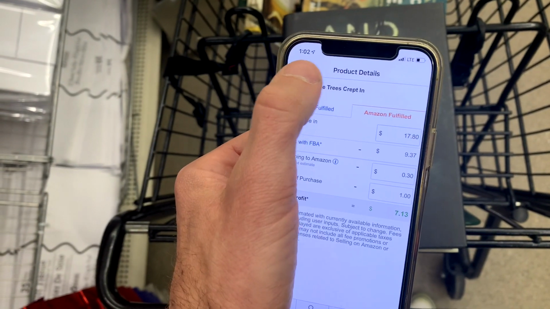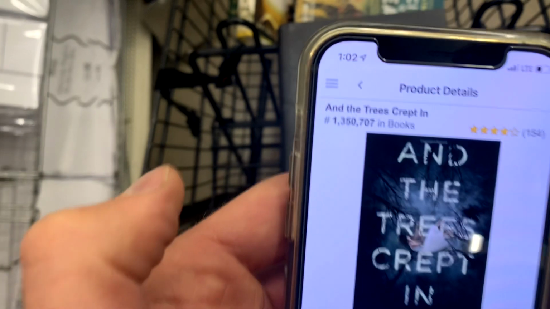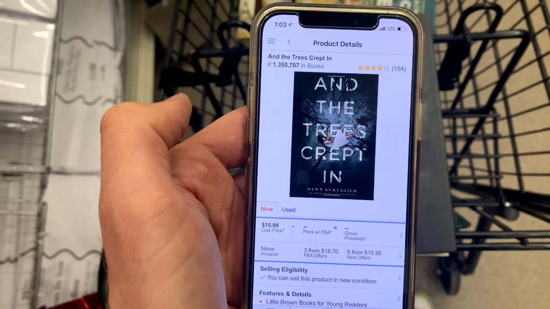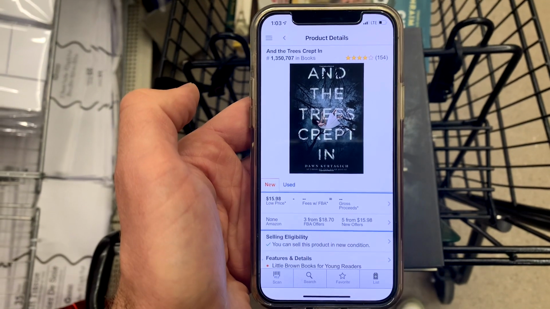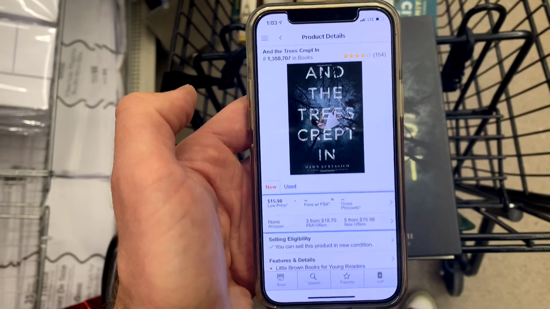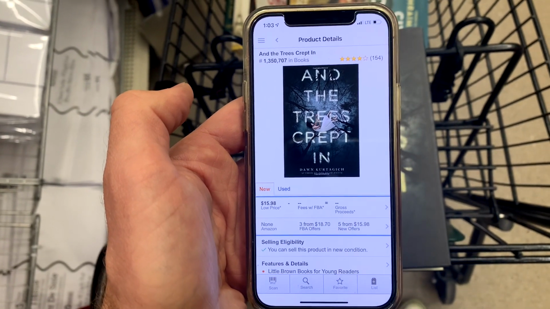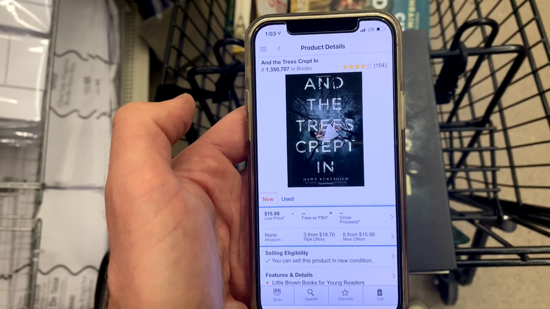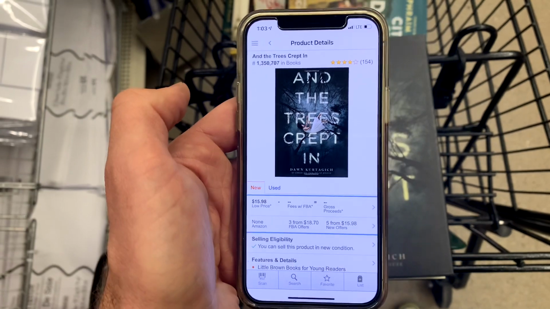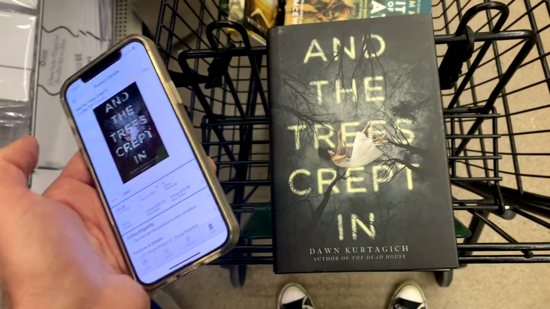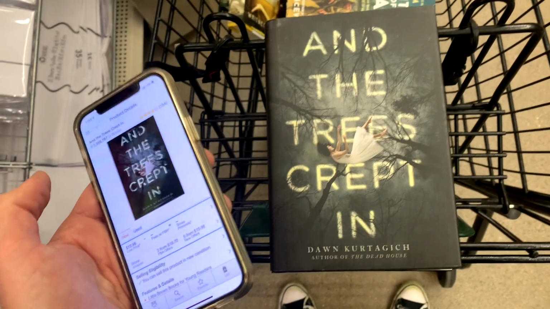And the only issue is that the sales rank is a bit high, but this will sell eventually, in my opinion. So it's a judgment call on this one as well. I mean, if this book was only going to be like $1 or $2 profit, I wouldn't pick it up. But because it's $6, $7, I'm going to take a gamble and grab one of these here.